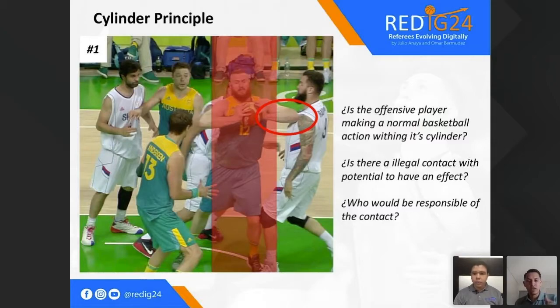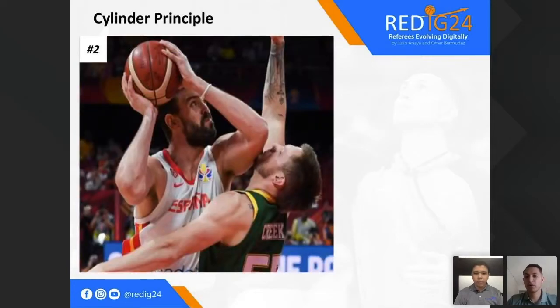This contact could be an unsportsmanlike foul or a disqualification, we don't know. We're not talking about that. Just that the offensive player created that contact, and is looking to create that illegal space with his elbow. If you have any questions about this, you can type the questions in the chat.